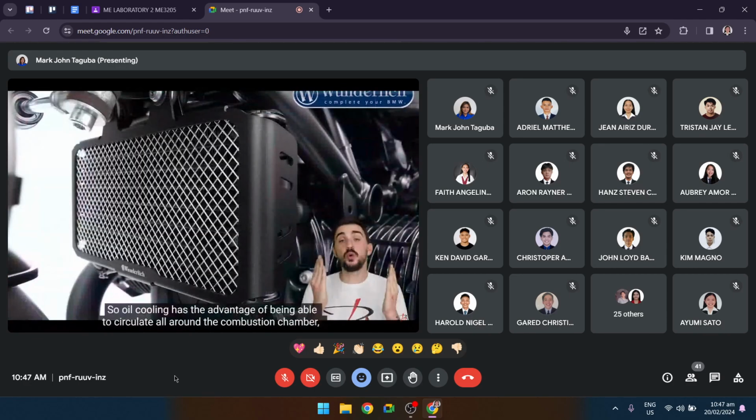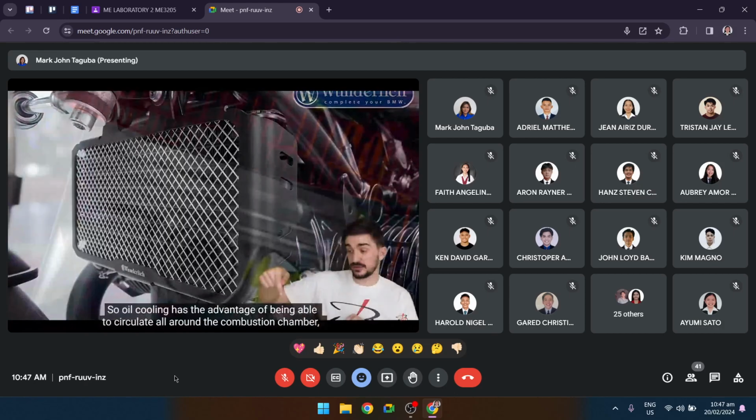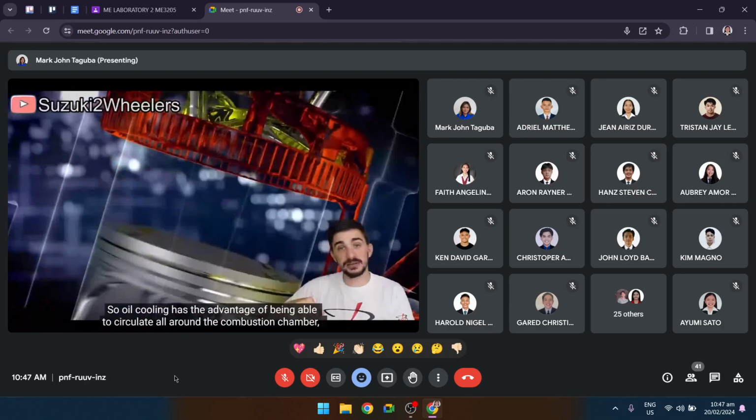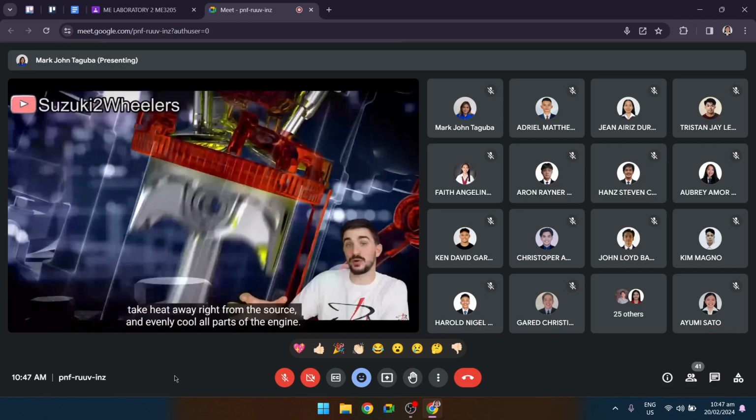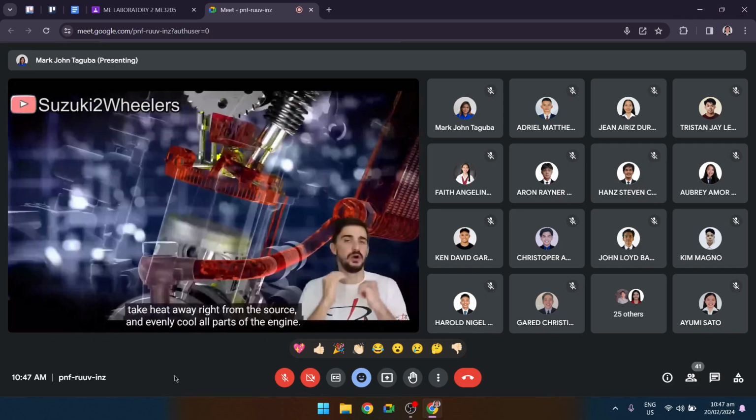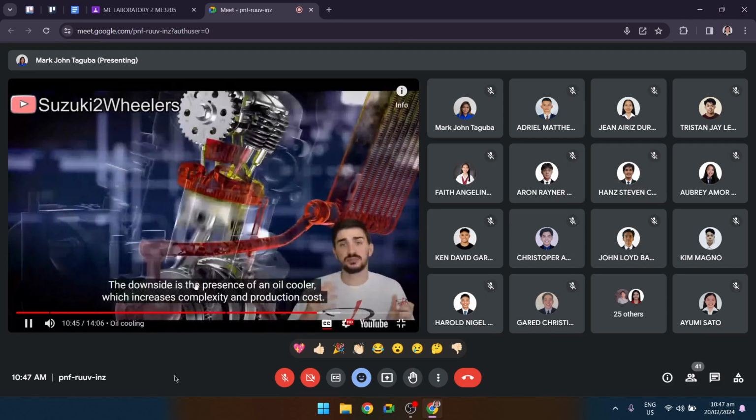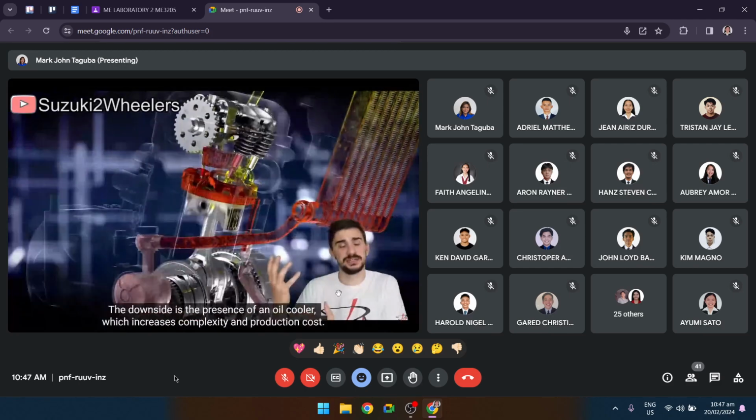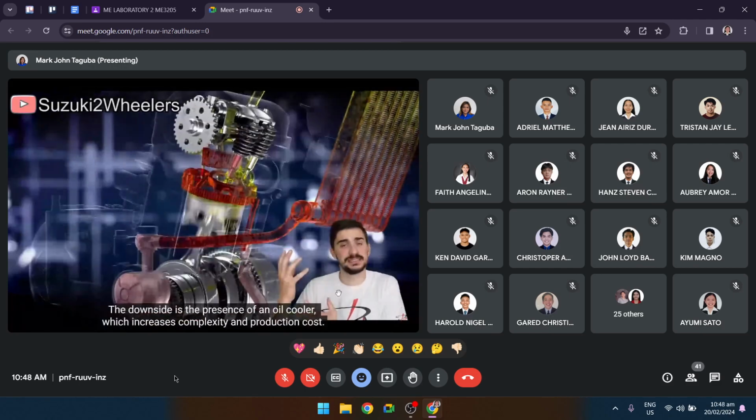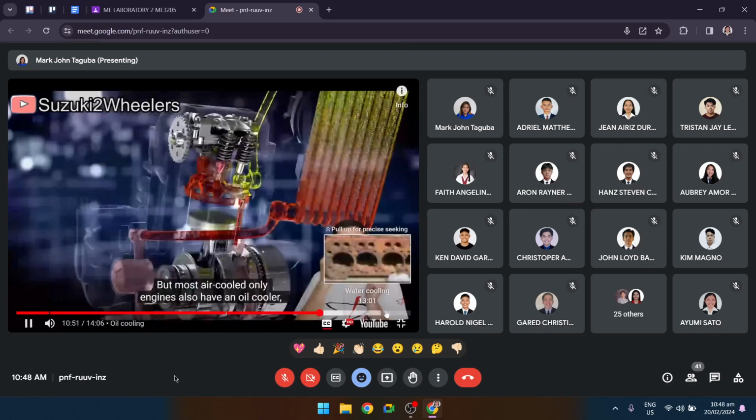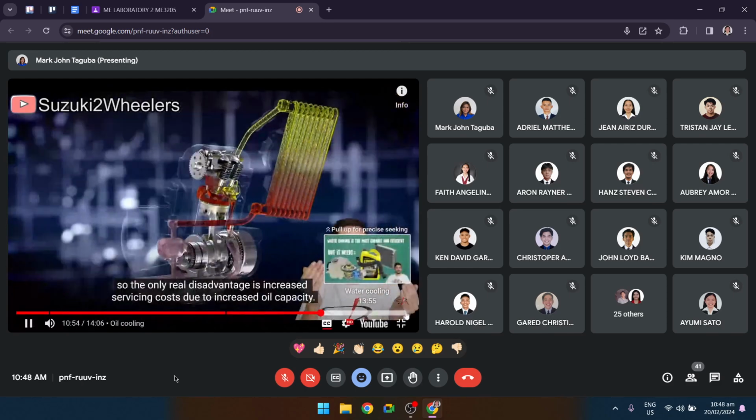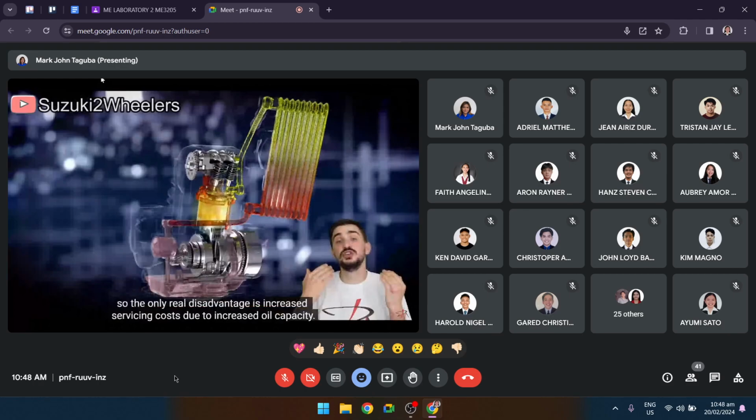So oil cooling has the advantage of being able to circulate all around the combustion chamber, take heat away right from the source, and evenly cool all parts of the engine. The downside is the presence of an oil cooler, which increases complexity and production costs, but most air-cooled only engines also have an oil cooler, so the only real disadvantage is increased servicing costs due to increased oil capacity.